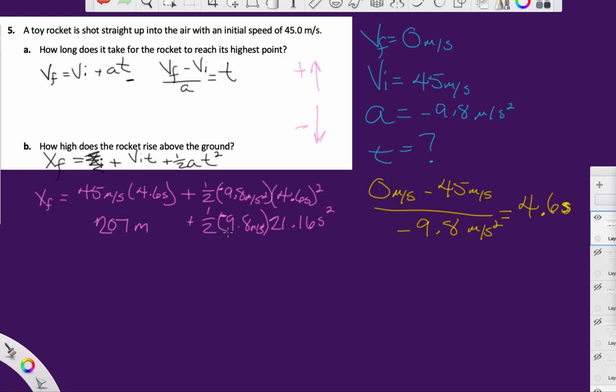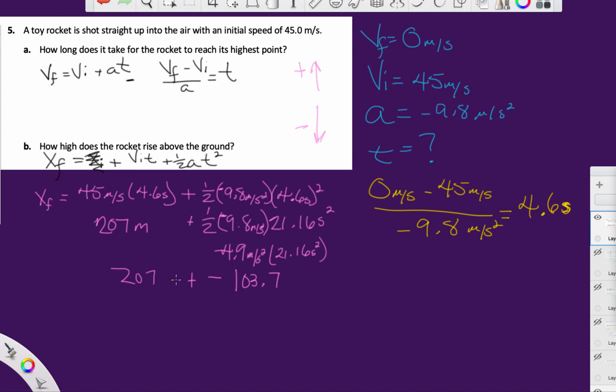So let's do 1/2 of negative 9.8 is negative 4.9 meters a second squared times 21.16 seconds squared. And let's just do that. Negative 4.9 times 21.16. And believe it or not, it's between 103 and 104. It's negative 103.7.